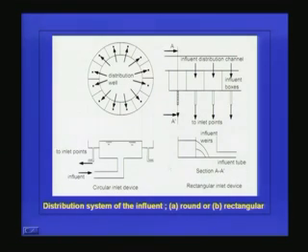So this shows a distribution system. This is where the water is coming in, and this is the distribution well. It is going to different points. You can see this one.